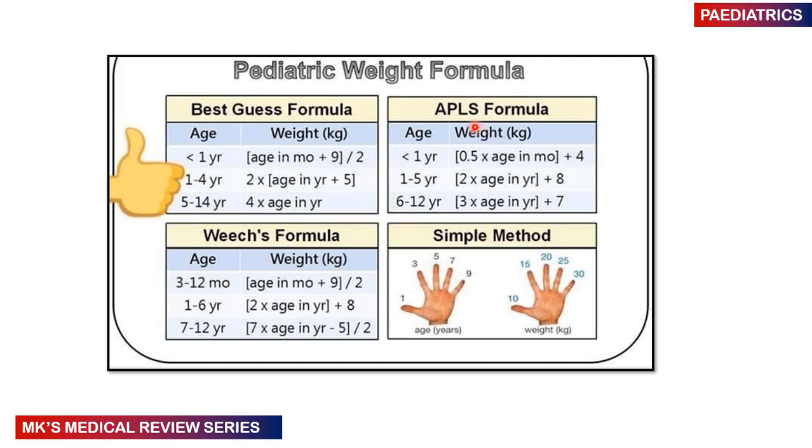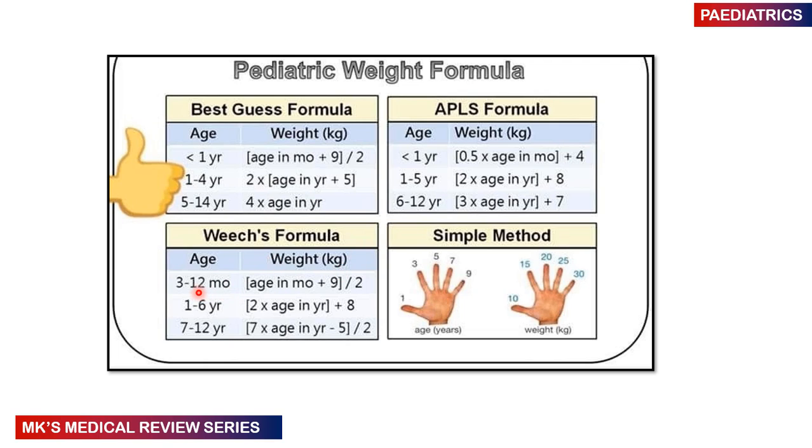We can also use the Advanced Pediatric Life Support formula. So 0.5 multiplied by the age in months, plus 4. If we say 9 multiplied by 0.5, that should be about 4.5, plus 4, that gives you around 8.5. So there's a difference of 0.5 between the best guess formula and this formula. And then of course it's the same for the weight formula.